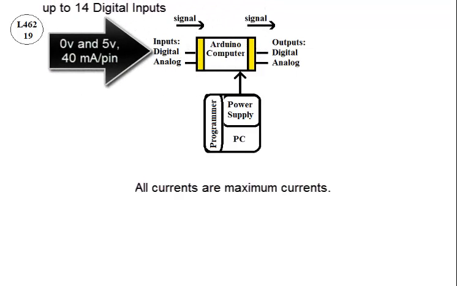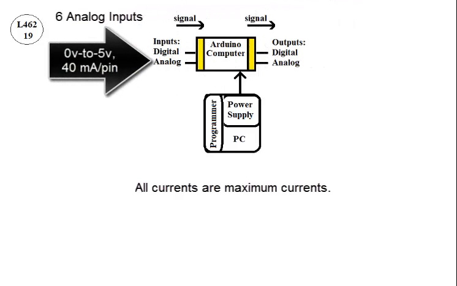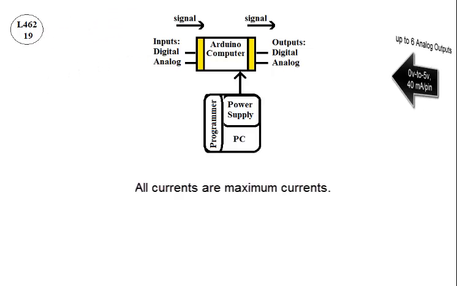Up to 14 digital inputs, 0 volts and 5 volts and 40 milliamps per pin. Up to 14 digital outputs, 0 volts and 5 volts and 40 milliamps per pin. 6 analog inputs, 0 volts to 5 volts and 40 milliamps per pin.